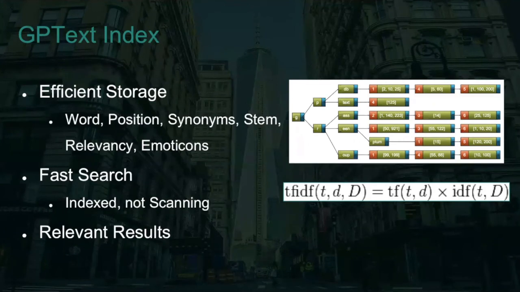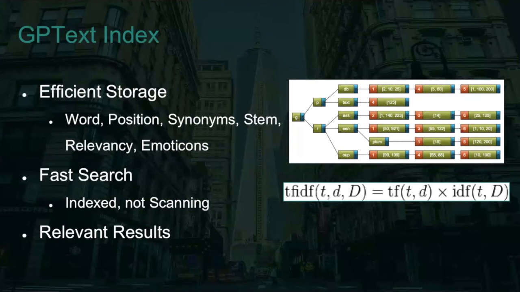We leverage the Solr indexing capabilities and are able to store the word, the position, and any particular synonyms where words are equated to one another. We're able to stem the words accordingly, and we're also able to figure out relevancy. And by extension, we also added some capabilities to process emoticons and URLs. So this is used for fast search, where the search data is indexed and you don't have to scan through the whole data. And it's processed efficiently so you can return relevant results by weighting the results that matter to you.